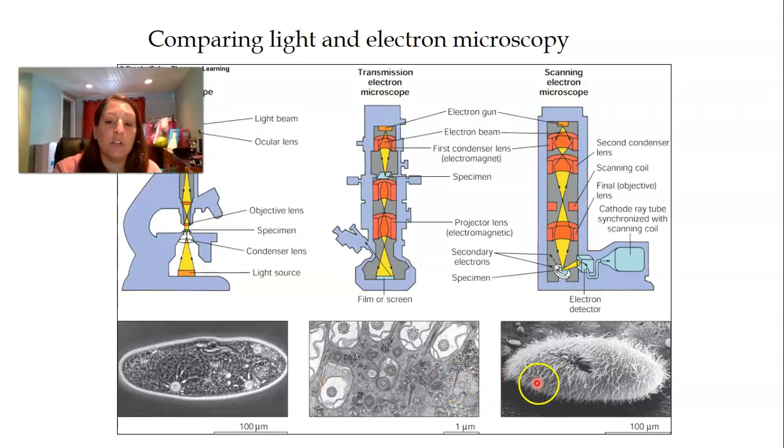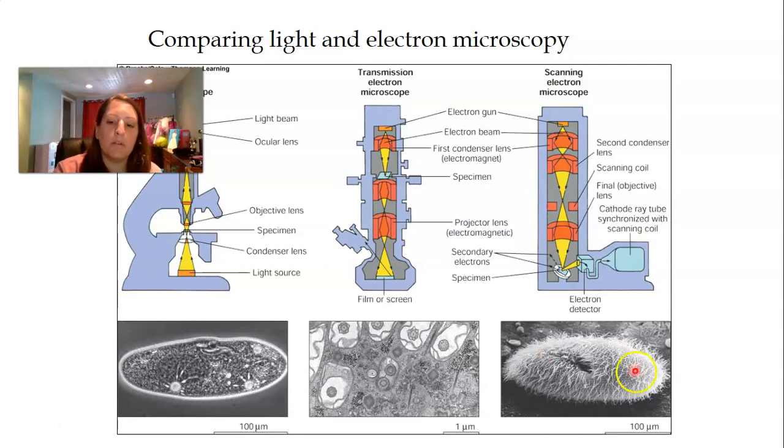Let's say we just want to look at the surface though. Look at this. This is beautiful, this image. We're going to use a scanning electron microscope. And this is a scanning electron micrograph. Here we take the paramecium. We don't have to slice it in any way, so it's a bit of an easier process. Instead, we're going to coat the surface with heavy metals. And here we're staining the plasma membrane, and we're staining those little hair-like structures called cilia.